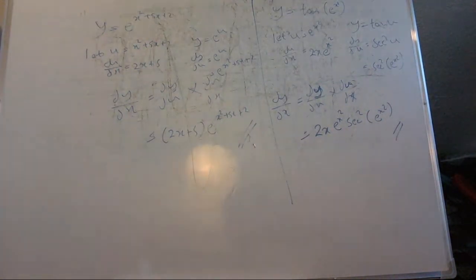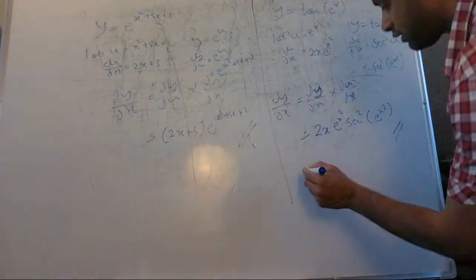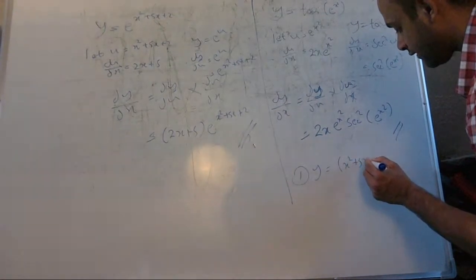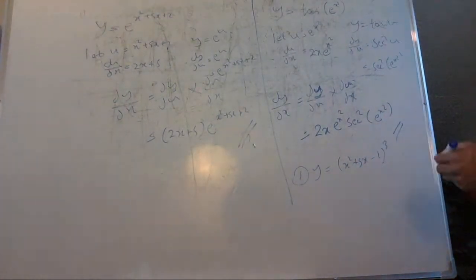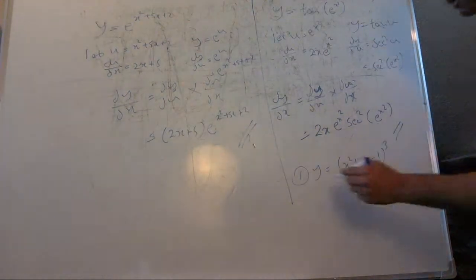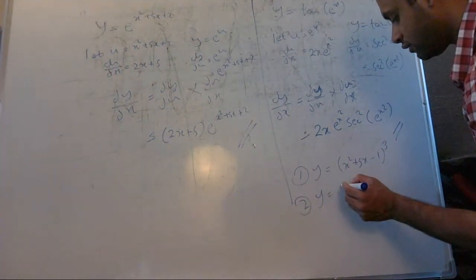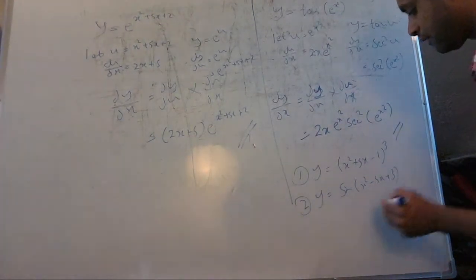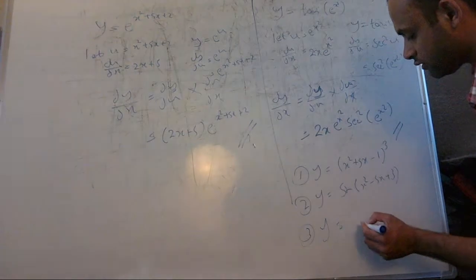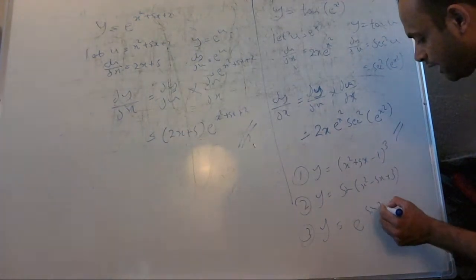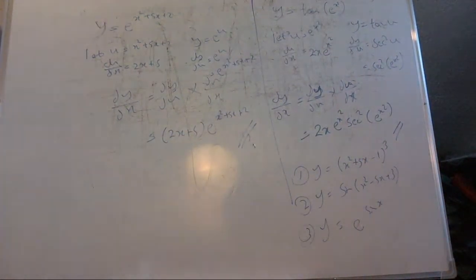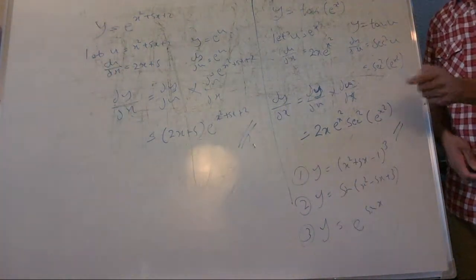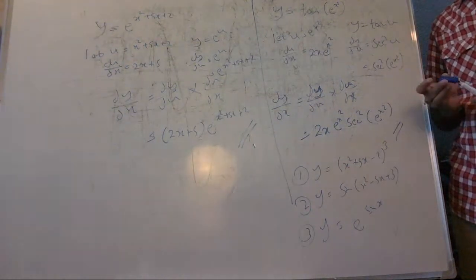So you can try a few of these questions which I'll write down here. You can try y equals (x squared plus 5x minus 1) to the power of 3. Try differentiating that using chain rule. And then secondly, let's do y equals sine of (x squared minus 5x plus 3). And let's do one more. Let's do y equals e to the sine x. Okay, so let's differentiate that as well. So you've got a few functions to practice. Let u equal the inside function and always try it, you'll get the answer every time.